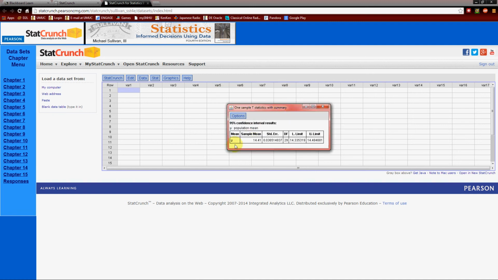Here's what pops up. Sample mean, which we inputted already, 14.41. It's just telling us again so that we can be sure that we put in the correct information. Standard error is just S divided by the square root of N. Degrees of freedom, when we're dealing with one population, degrees of freedom will be the sample size minus 1. And we got the lower limit and the upper limit.